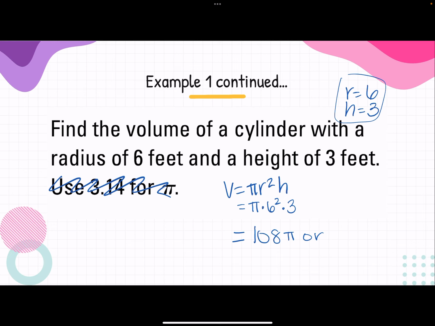Or, if I turn that into a decimal, it is 339.29, so 339.3 cubic feet.